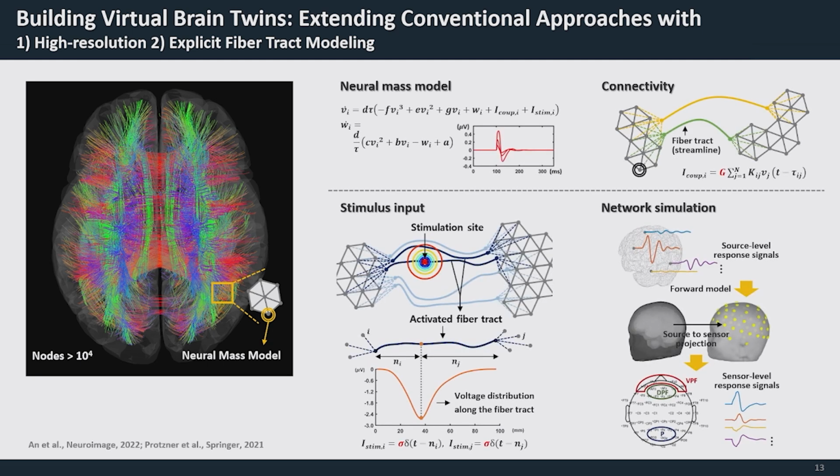So here we used a simple generic 2D oscillator model as a neural mass model. And by calculating the electric field from the stimulation site, we selected the fiber tracts to be activated and triggered network activities by applying the instantaneous input to the neural mass model at both ends of these selected fiber tracts. And then simulated signals from each neural mass model were projected into patient-specific sensor space.